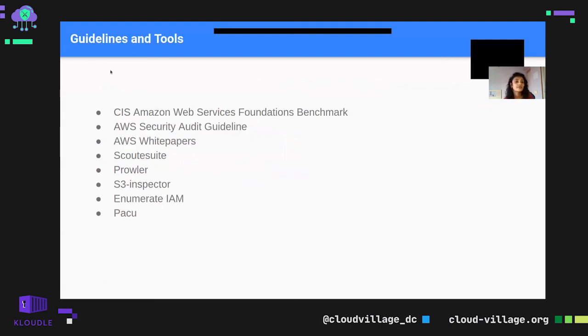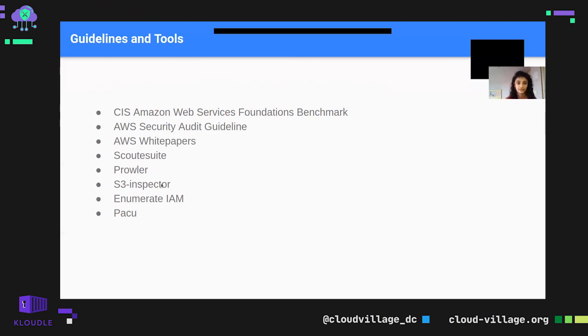I just mentioned some guidelines and tools that can help. So these are the guidelines. AWS whitepapers have good documentation around it. AWS security audit guidelines. Then Scout Suite for automated CIS benchmark auditing for multi-cloud. Prowler is basically automated auditing specific for AWS.